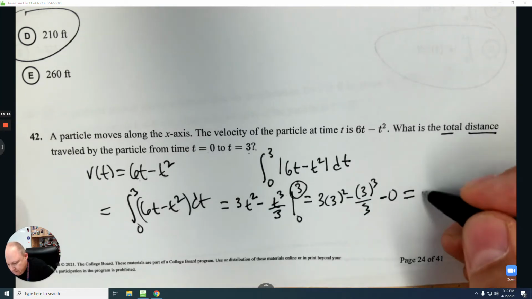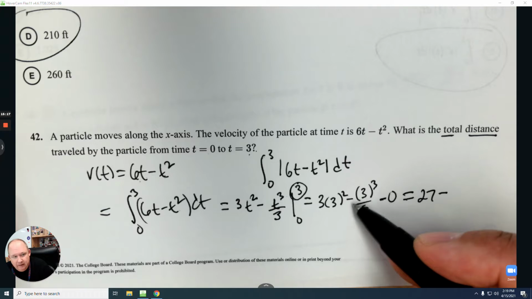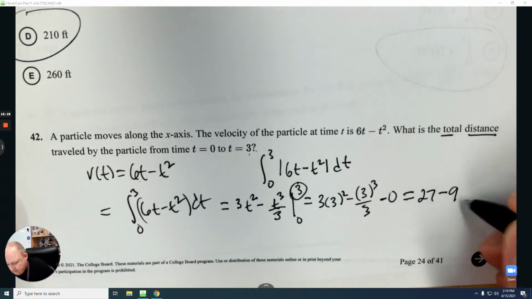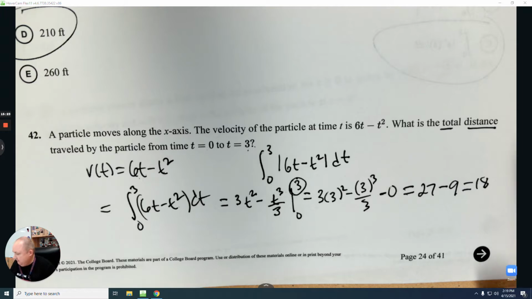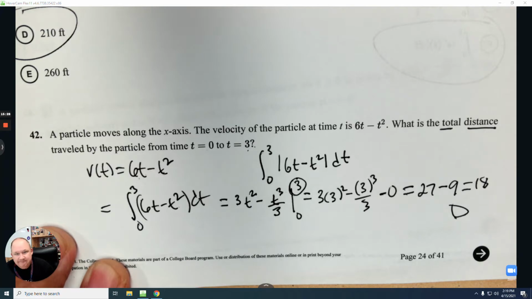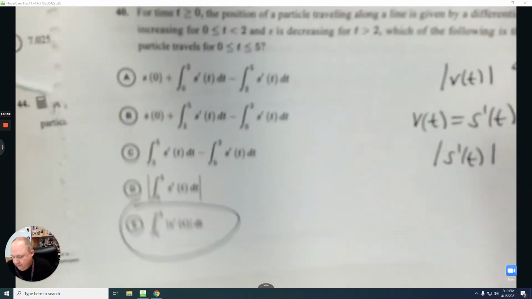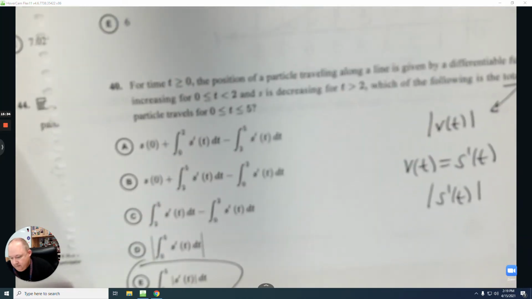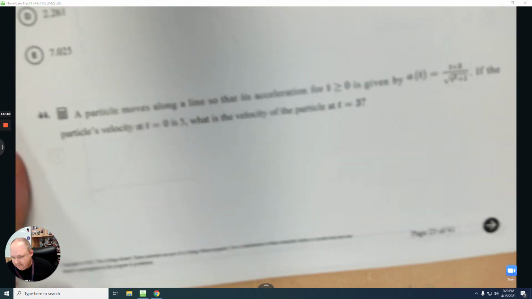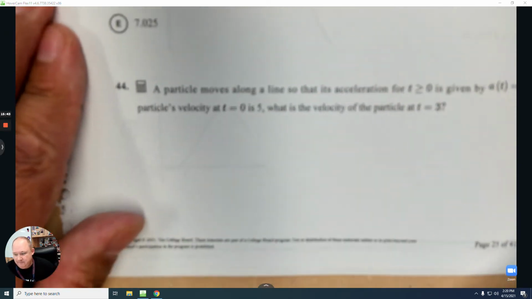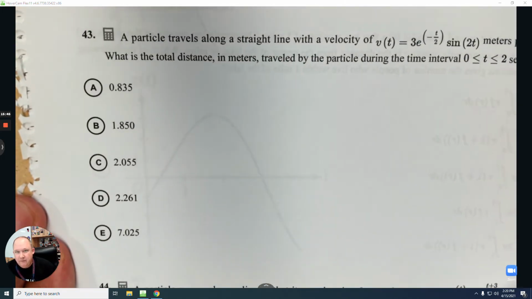So this is 27, subtract. Now 27 divided by 3, that's 9. So 27 take away 9. So the answer is 18. And that answer is D. Number 40. No, we did 40. Number 43. So there's 18 right there. So number 43. There we are.